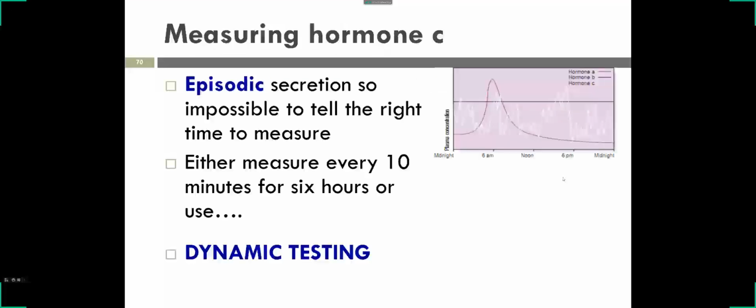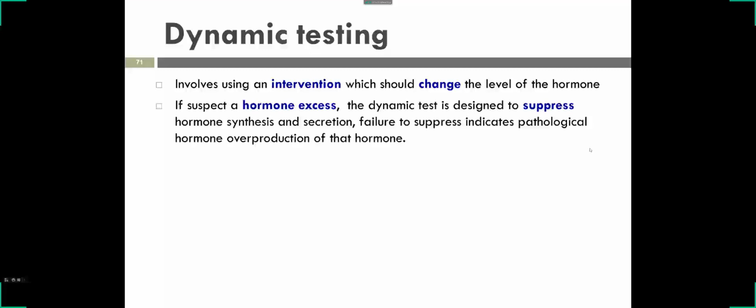Dynamic testing involves using an intervention which should change the level of hormone. Remember I mentioned to you that this is a hormone related to food, right? So what we can do is artificially induce those changes by intervening, for example, giving the patient a candy or some juice.